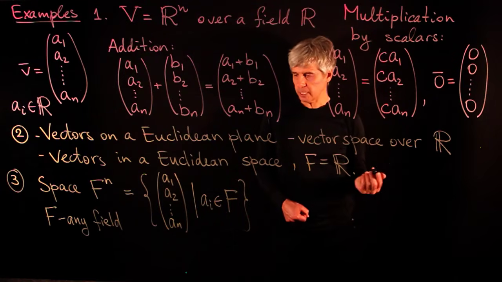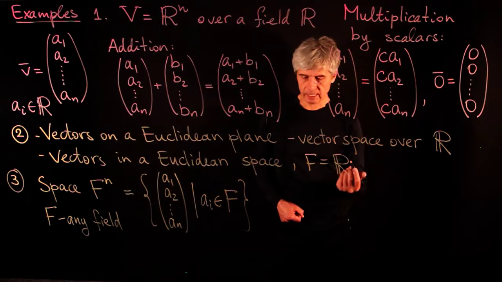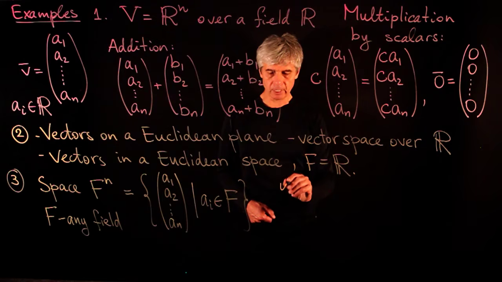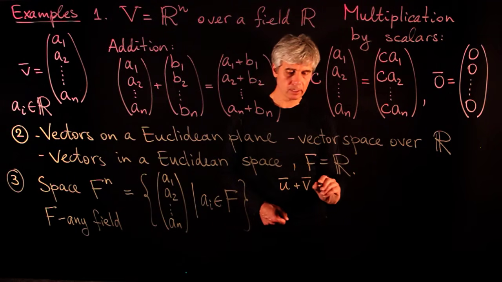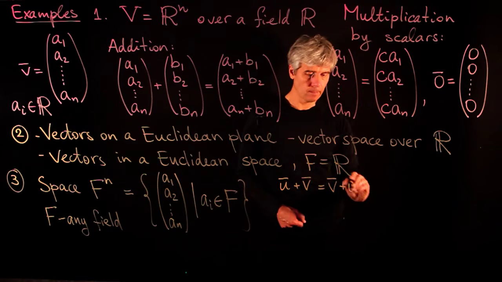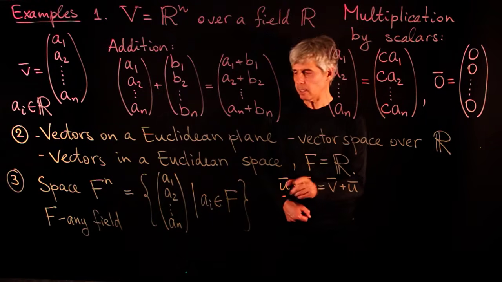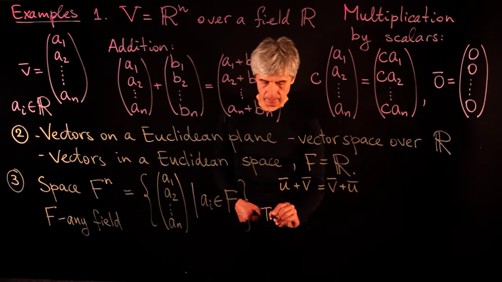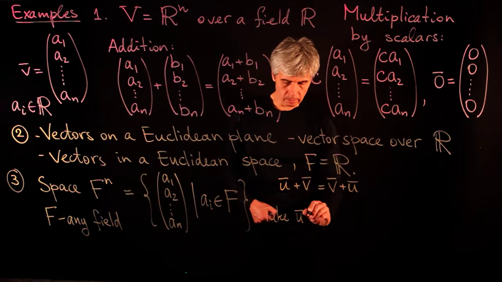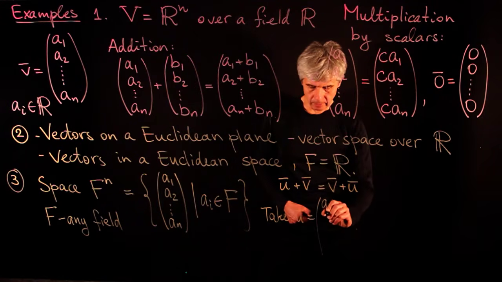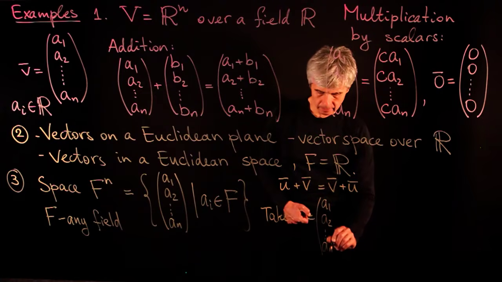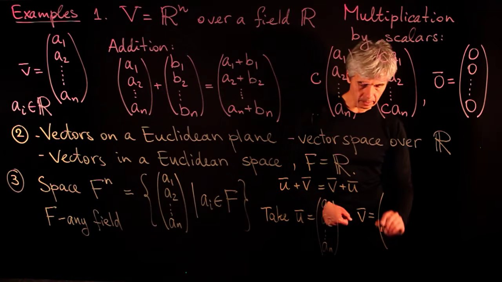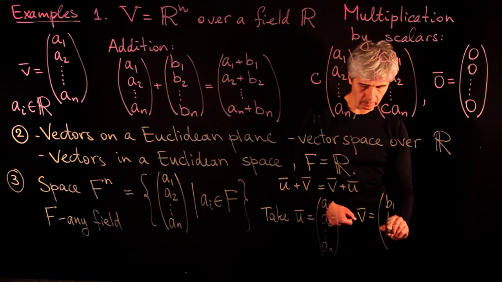So it is easy to check the axioms. So let's take commutativity. So what does the commutativity axiom say? So it says that u plus v is equal to v plus u. And u and v are elements from this set. So they can be written, so we take u to be a1, a2, an, and v we take to be b1, b2, up to bn.